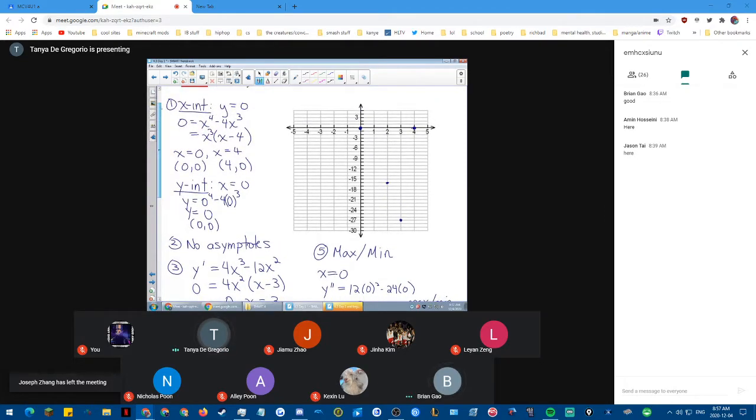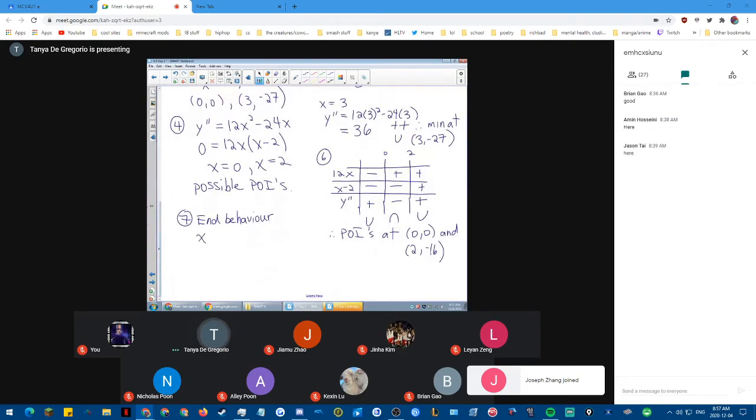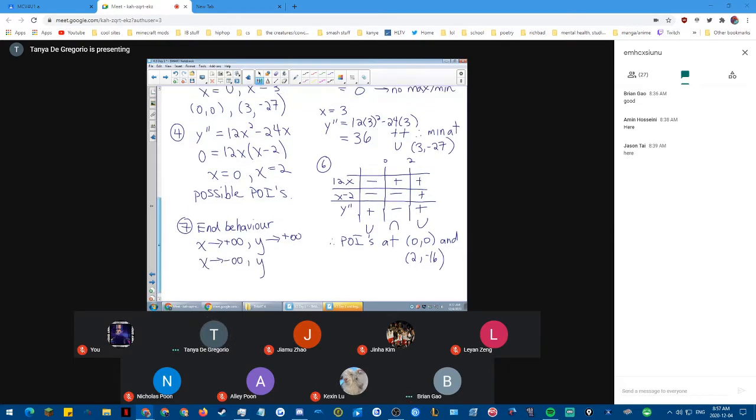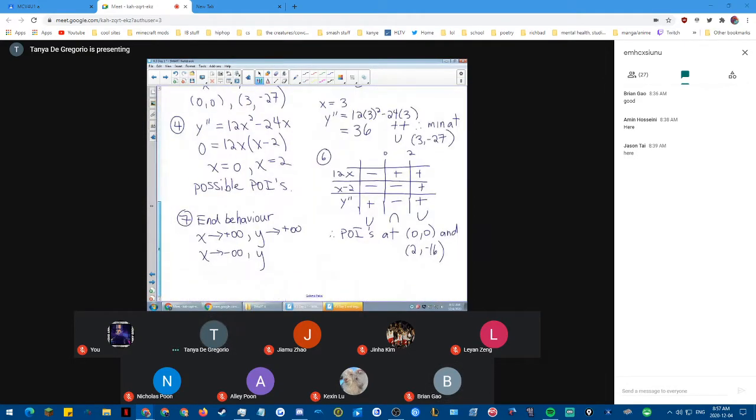Is y getting bigger? Positive infinity. Yes, good. So as x approaches positive infinity, so does y. And as x approaches negative infinity, what's y doing? Positive infinity. Yes, it is also approaching positive.